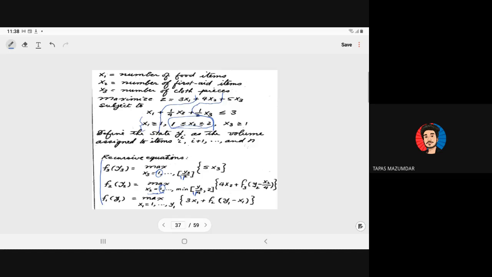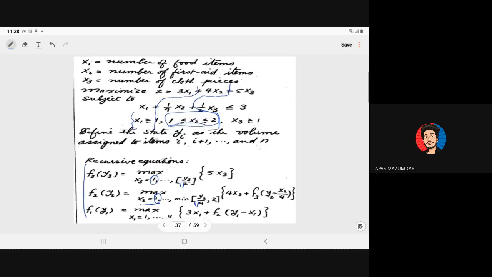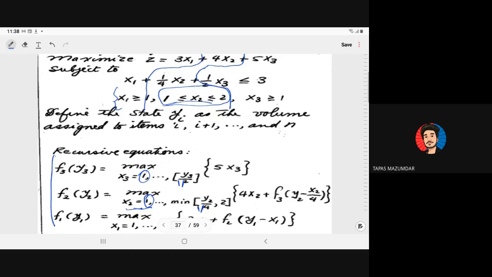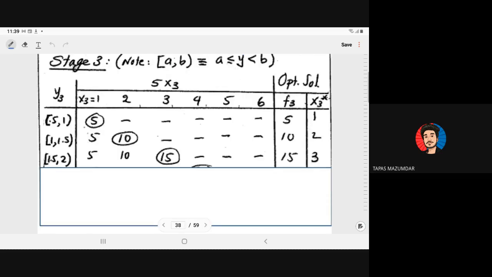Is it visible or do I have to enlarge? It's visible, sir. Anything you want to re-explain here? Then we have the table.